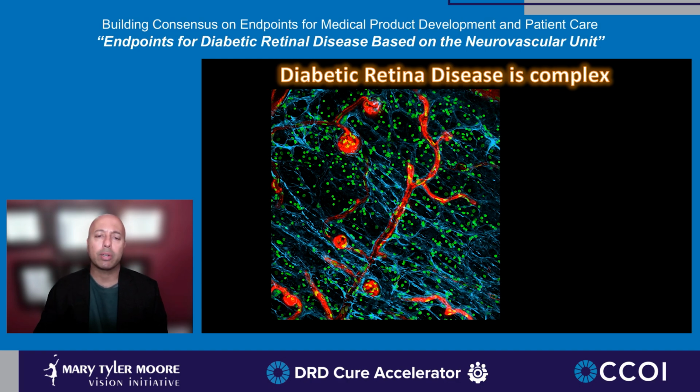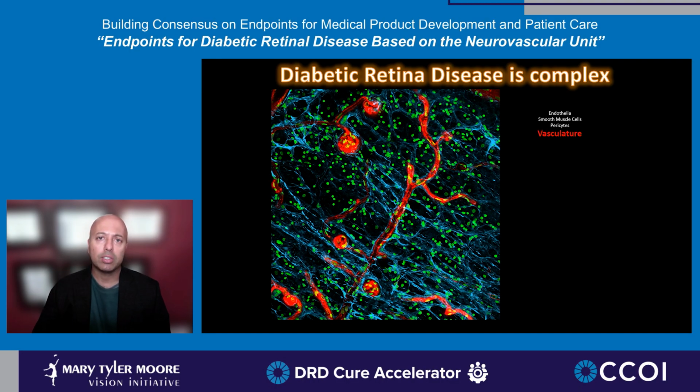Speaking of diabetic retinal diseases, I'm sure that everyone in the audience understands the complexity of this disease, and that's largely because the retina itself is a very complex organ or tissue. With the exception of the brain, it's arguably the most complex tissue in the human body.